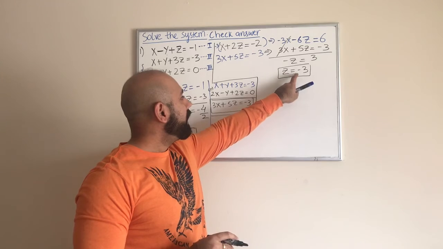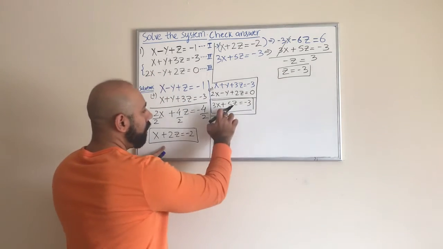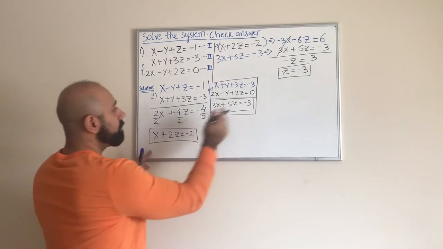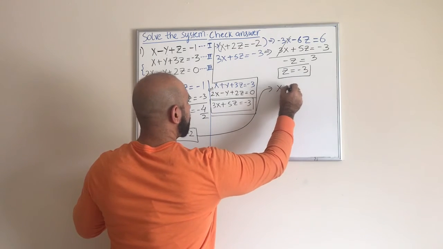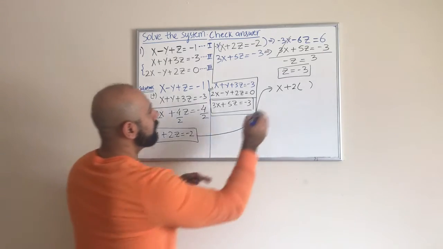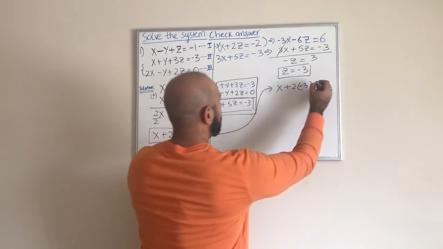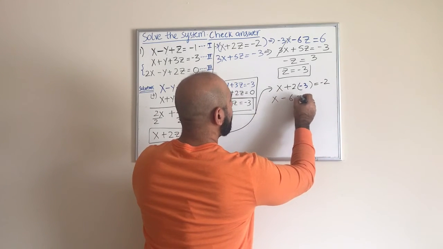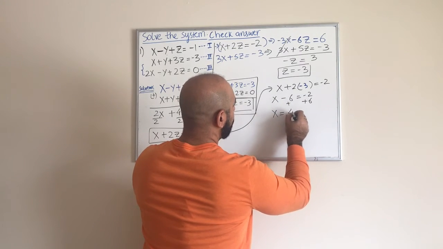So you have z equal to negative 3. I can go back to this equation or this equation and solve for x. So let us use this equation. Using this equation right here, I have x plus 2 times z, which is negative 3, equals negative 2. We're going to simplify this. This is x minus 6 equal to negative 2, adding 6 to both sides. What do I get? I get x equals 4.